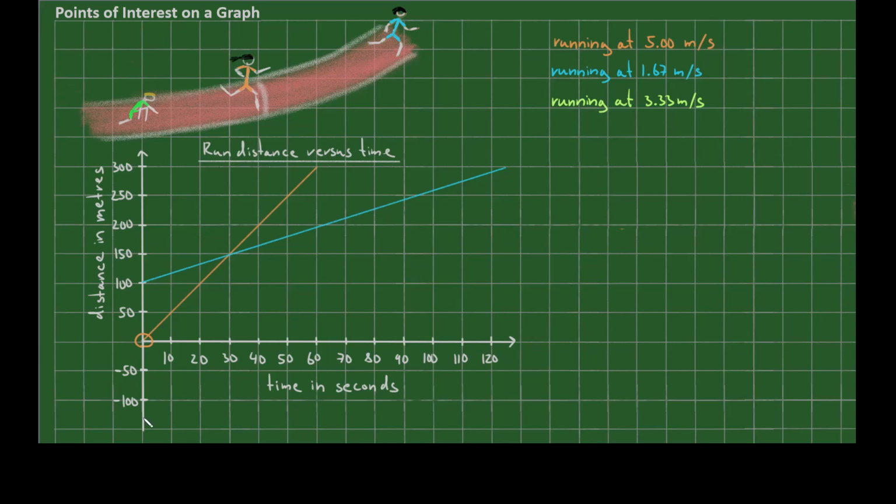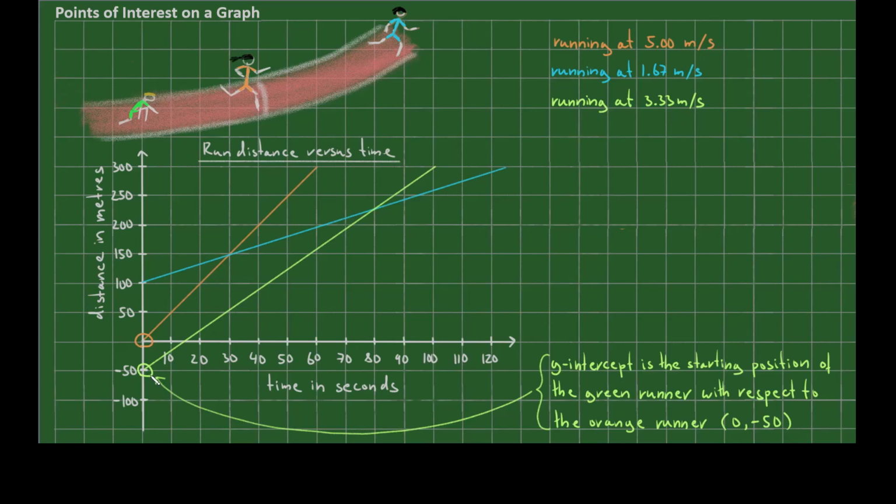Plotting the run time for the green runner would give us the following line. Note that the y-intercept of the green line is the starting position of the green runner with respect to the orange runner, and the coordinate would be 0, -50.